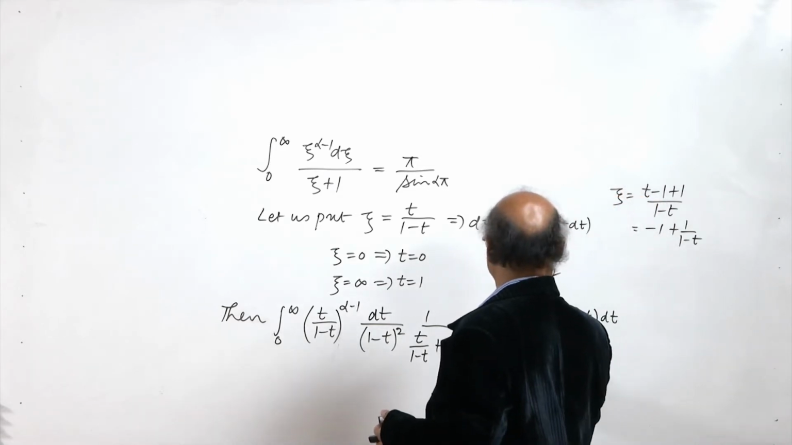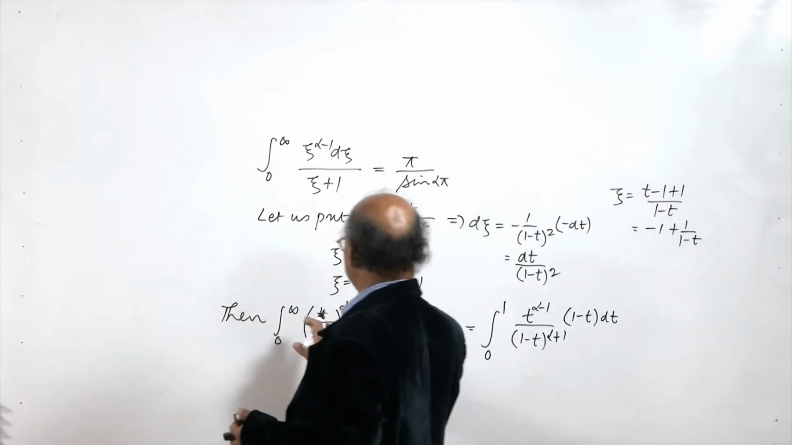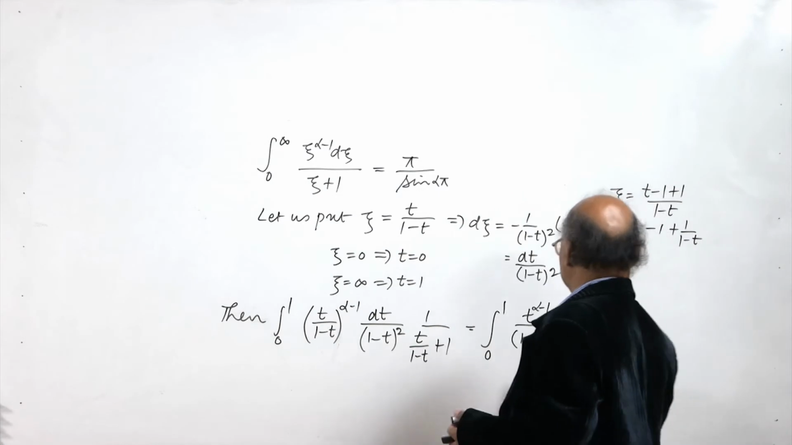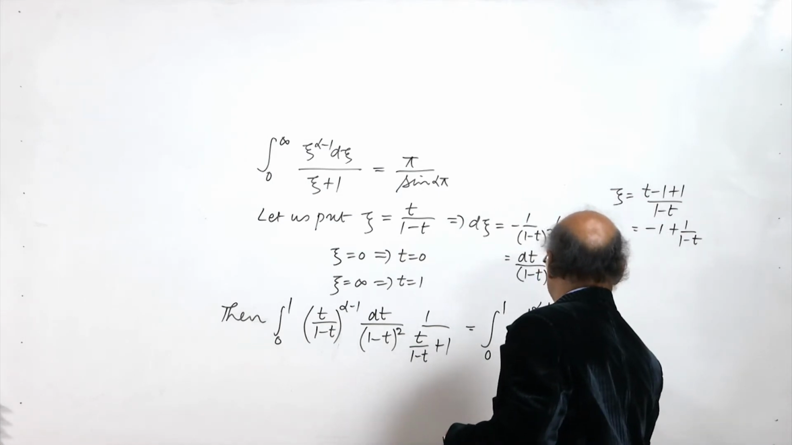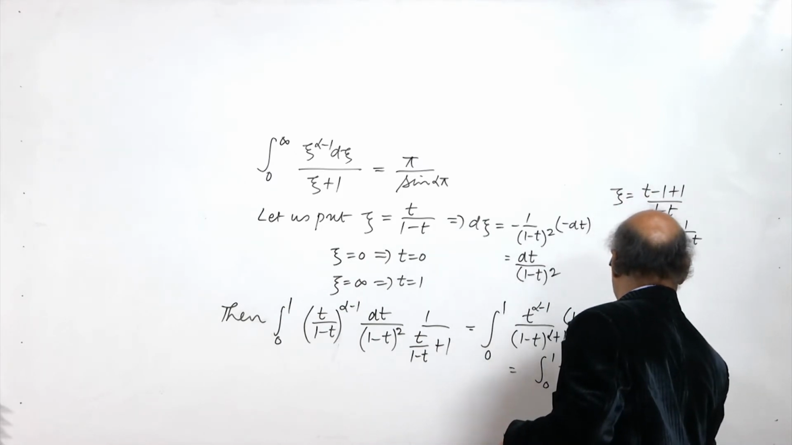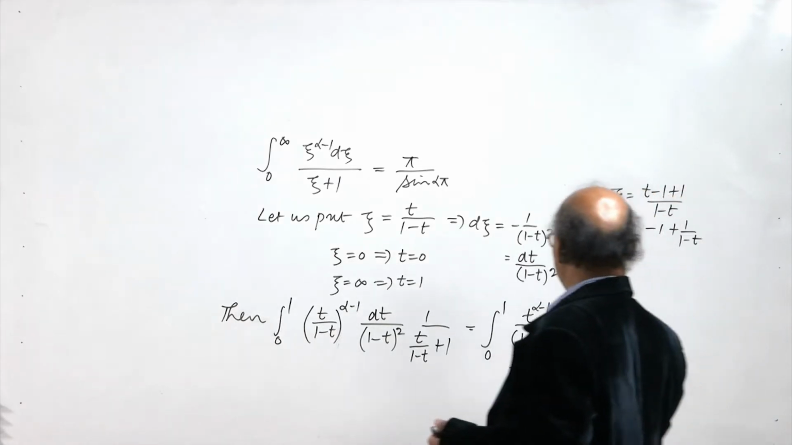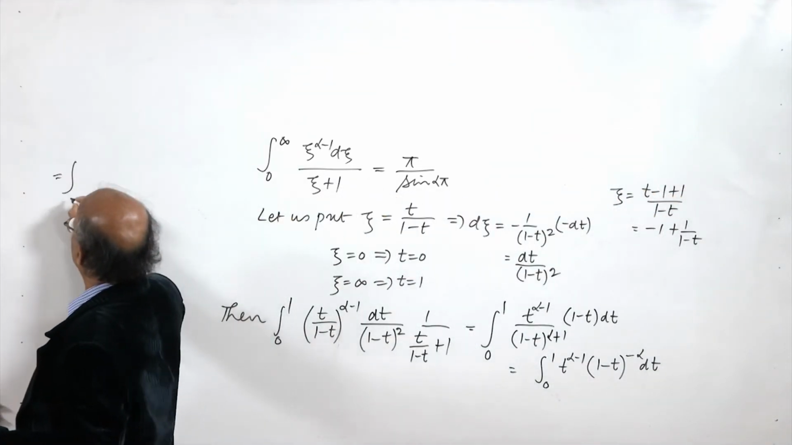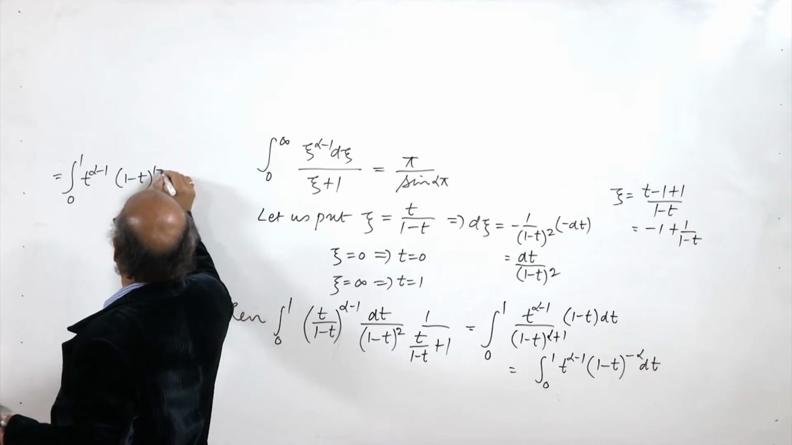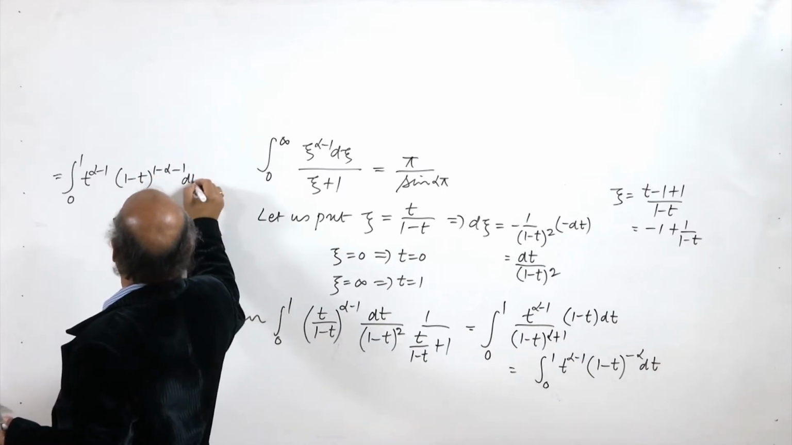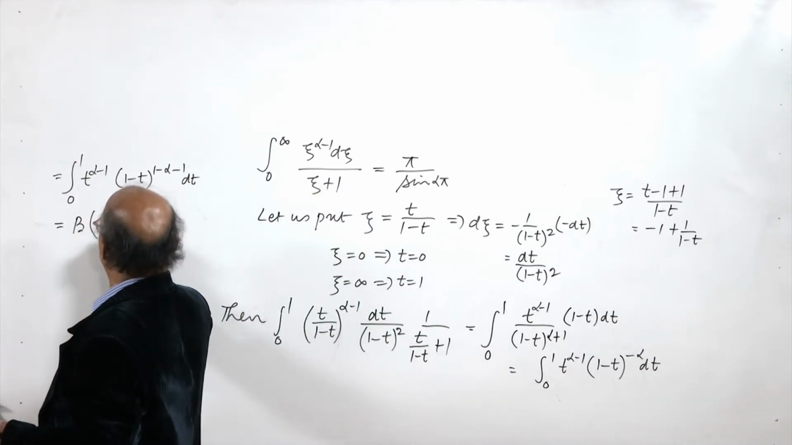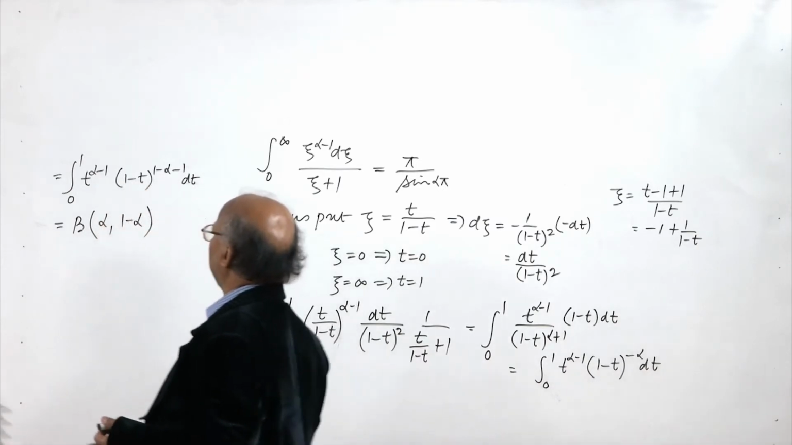So this is 0 to 1, and here also it is 0 to 1, because the limits of integration for t are 0 to 1. So this is equal to the integral 0 to 1 t raised to the power alpha minus 1 (1 minus t) raised to the power minus alpha dt. We can also write that in the form of a beta function, t to the power alpha minus 1 (1 minus t) raised to the power 1 minus alpha minus 1 dt, which is equal to the beta function, beta alpha, 1 minus alpha.